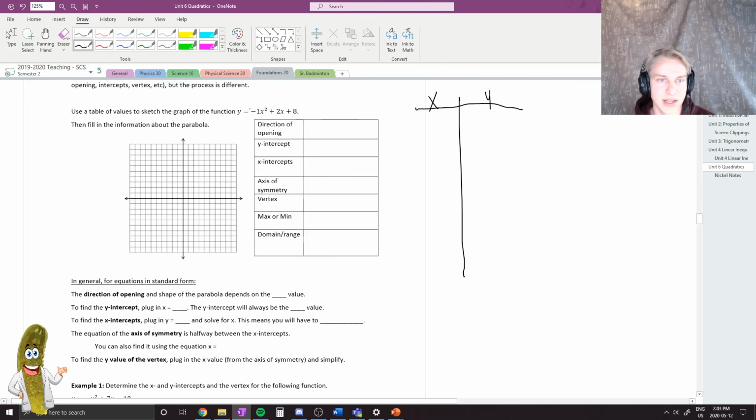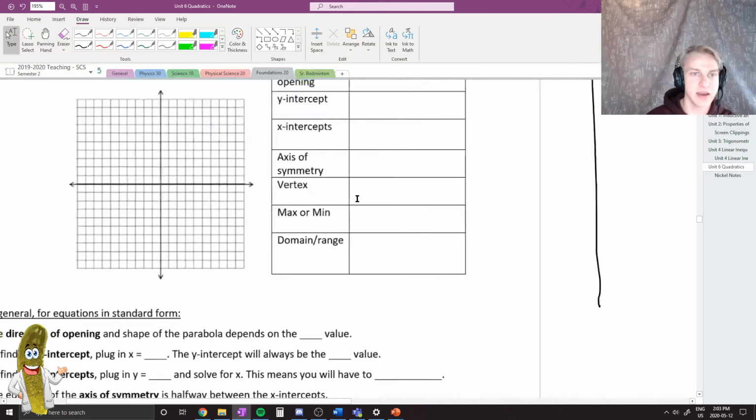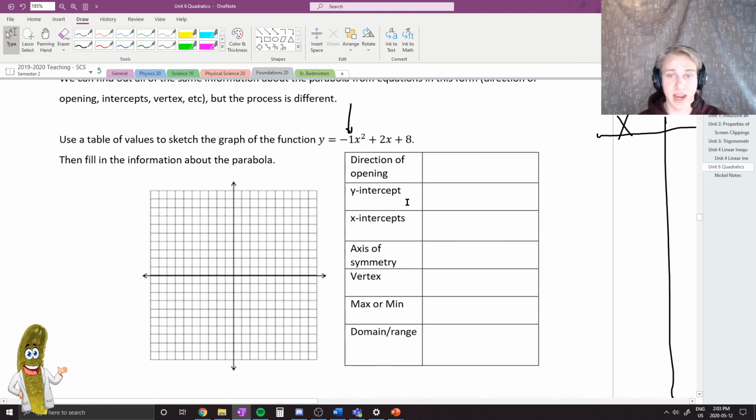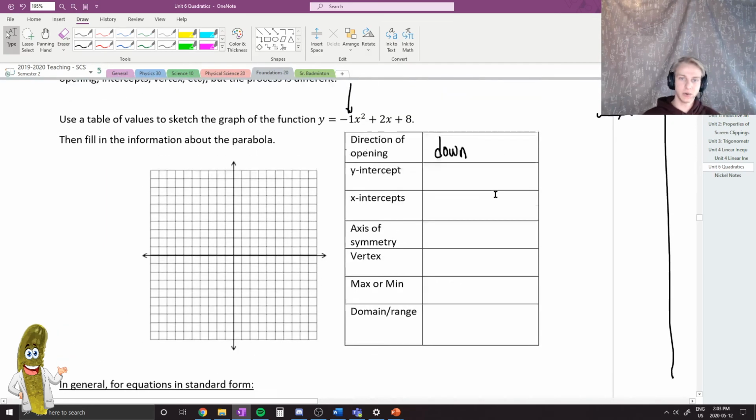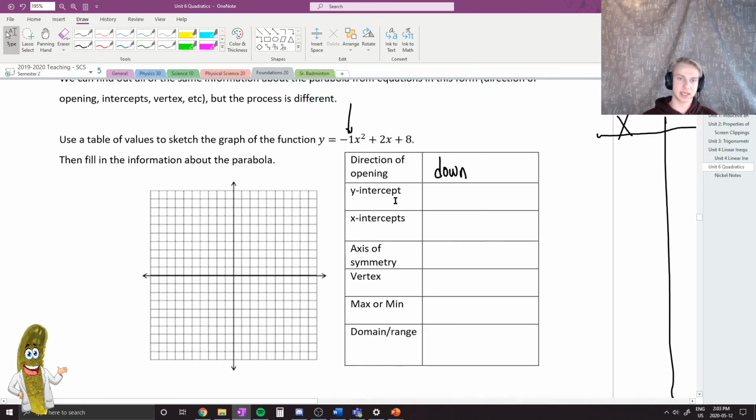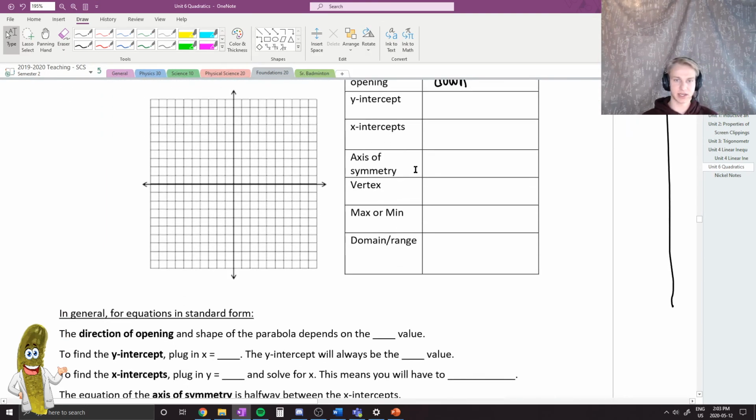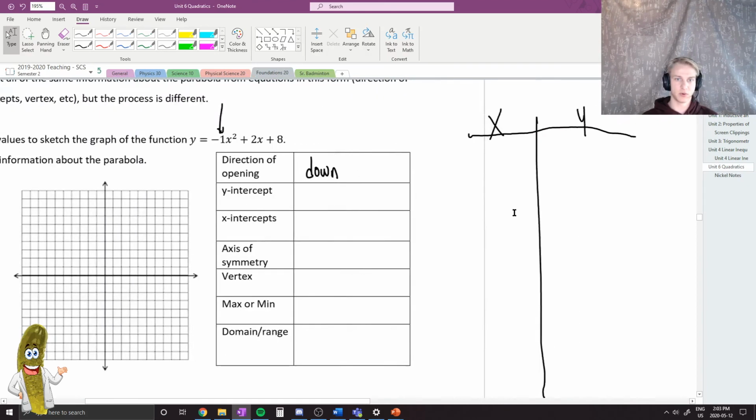Now, before I actually get into any of that, the first thing I'd like to decide is, okay, do I know what direction this will be opening? And to do so, all I need to do is look at that value for a. In this case, the value for a is -1, and so I already know that this graph will be opening down. What I don't yet know are things like the y-intercept, the x-intercepts, the axis of symmetry, so on and so forth.